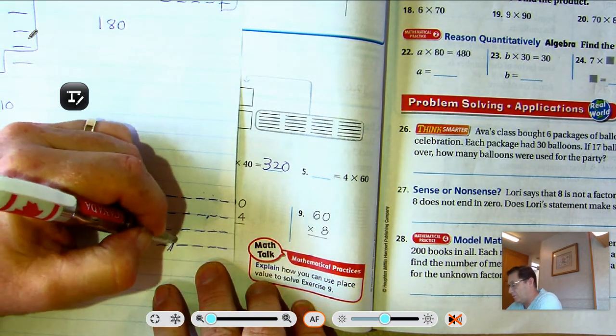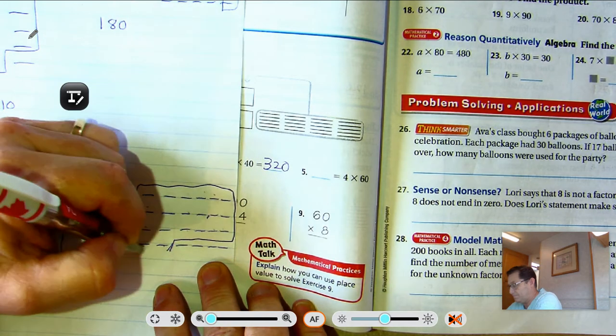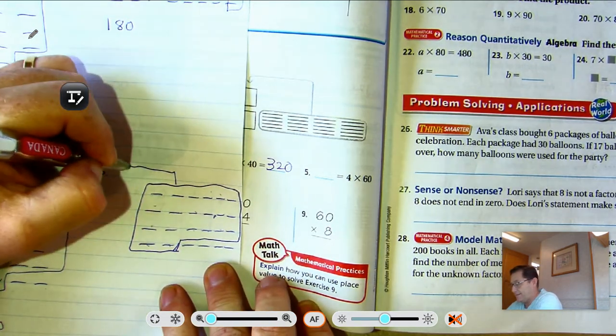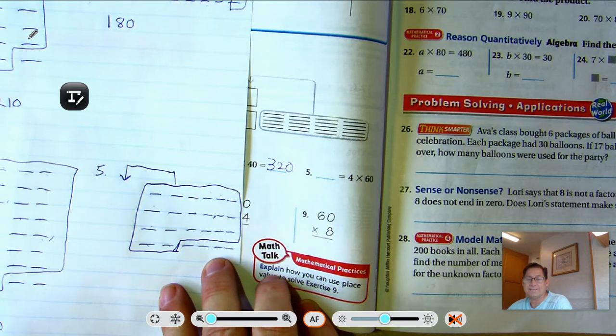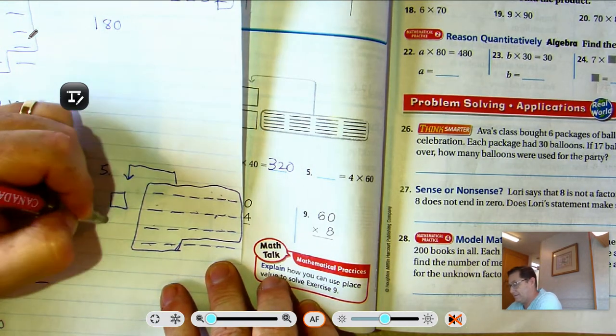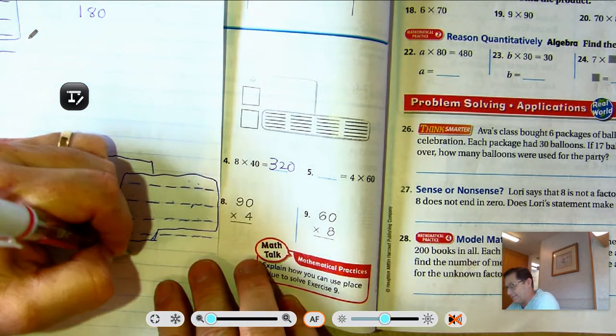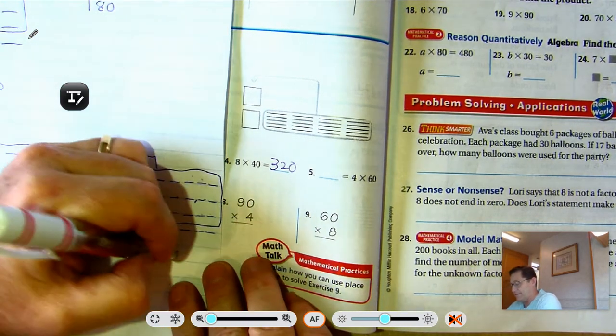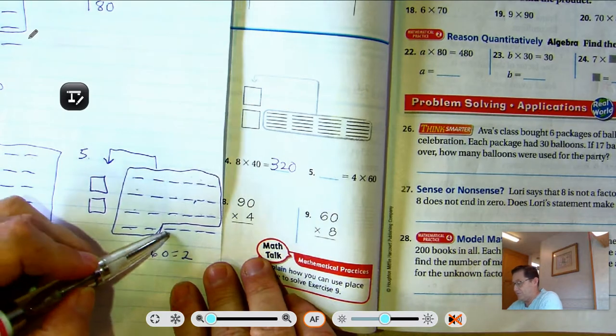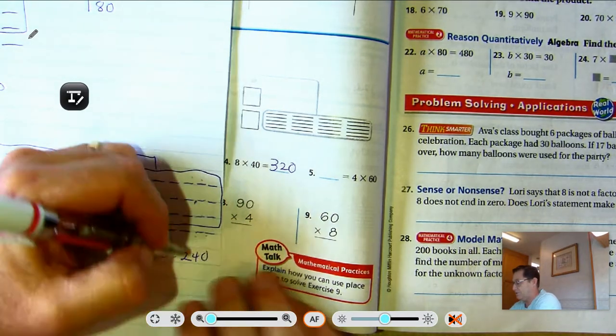So I'm going to circle all of them but those 4. And I'm going to trade 20 10s for 200. So 4 times 60 equals 200, 10, 20, 30, 40. 240.